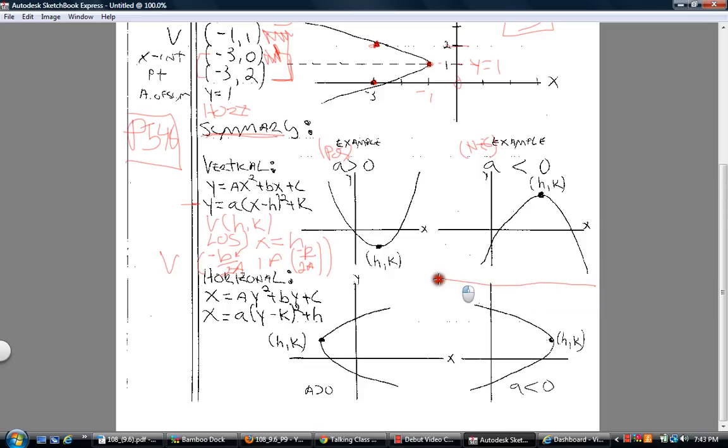Then practice what happens when it's horizontal. The variables get switched. x is now your what? Output. y is your what? Input. Here's the graphing form. It's still the a. That's an a, by the way. x equals a times y minus k, squared. What's the vertex? It is still h comma k. But look at the details. Where's the horizontal at? On the outside. Where's the vertical movement? On the inside.